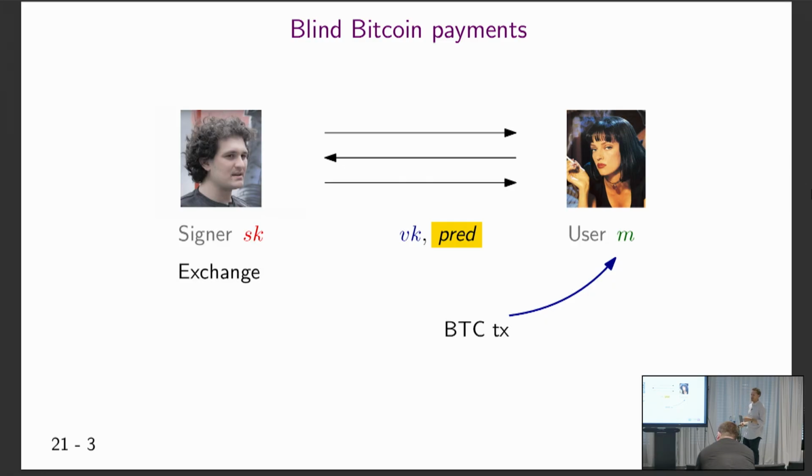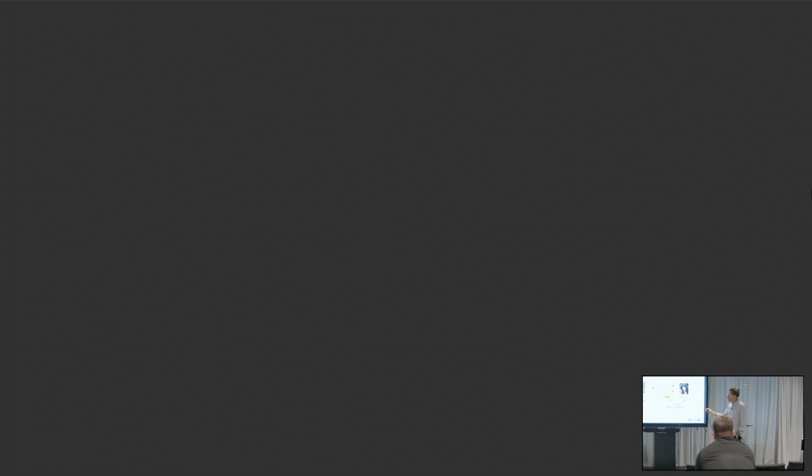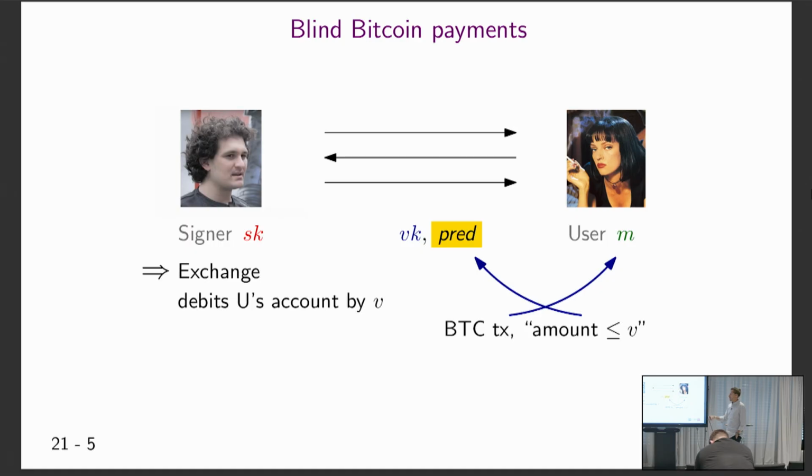But using these predicate blind signatures, there's actually a reasonable protocol, which is that they agree that whatever he's signing is a Bitcoin transaction with an upper bound on the amount. The predicate says that the transaction that I'm blindly signing does not spend more than V value of Bitcoin. And so then the exchange can just debit the user's account by this value V, and we get some privacy, of course, depending on how many people use this and what amount they ask for.